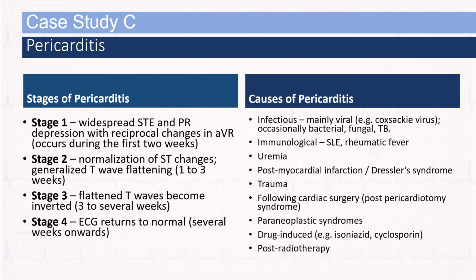Causes of pericarditis include infectious causes, immunological, uremia, post-myocardial infarct or Dressler syndrome, trauma, following cardiac surgery or post-pericardiotomy syndrome, paraneoplastic syndromes, drug-induced syndromes, and post-radiotherapy syndromes.